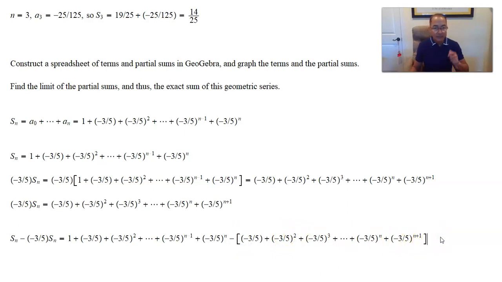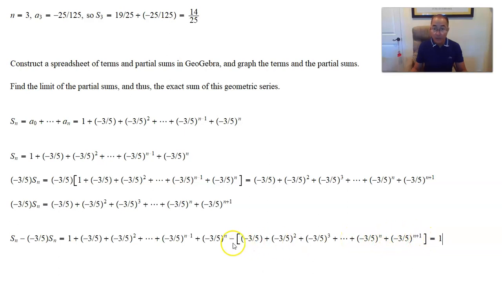Okay, so if you do that, the only survivors will be 1, because there's a 1 here, and there is no 1 over here. The minus 3/5 cancel, and so on, all the way up to minus 3/5 to the n.